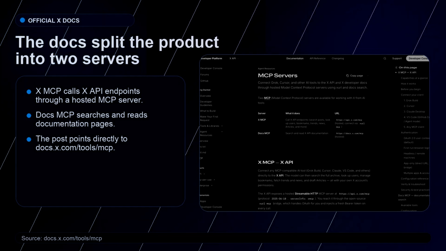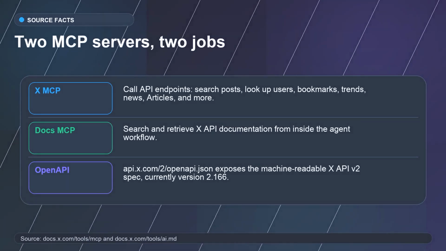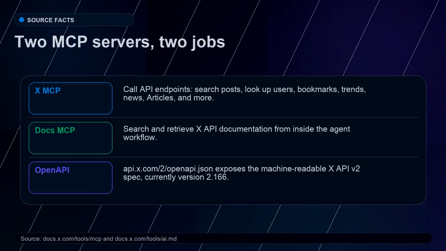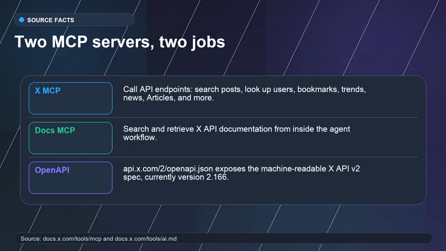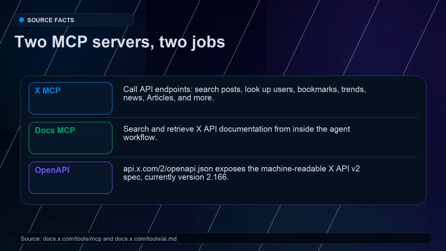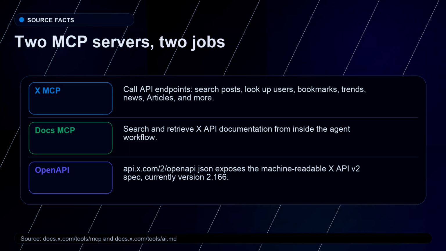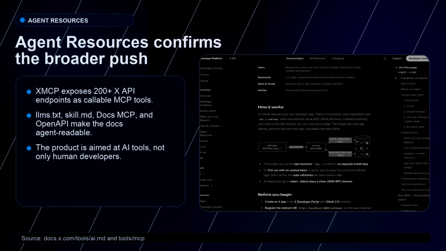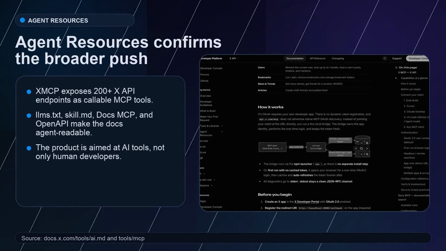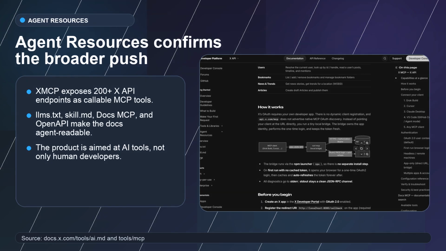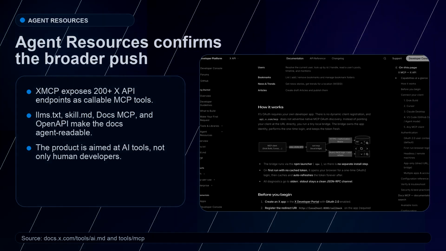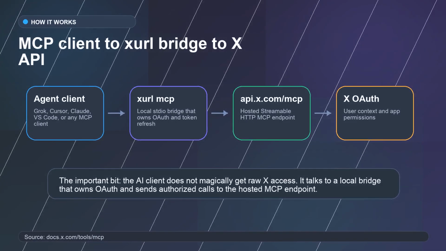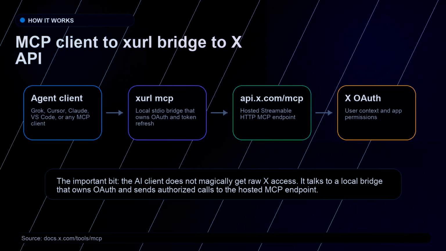The linked docs make the scope clearer. There are two hosted MCP servers. X MCP lives at api.x.com/MCP and is reached through xurl MCP. Docs MCP lives at docs.x.com/MCP and lets the assistant search and read X API documentation. So this is not just a chat feature. It is a bridge between agent clients, X API endpoints, and the documentation an agent needs to use those endpoints correctly.